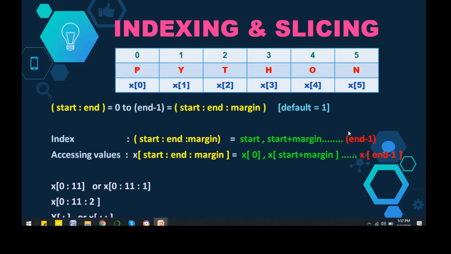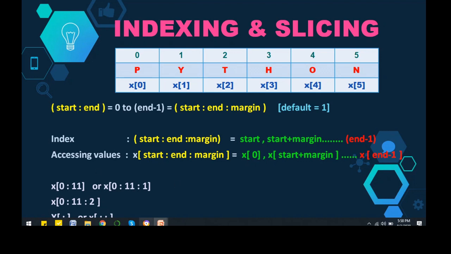So the end will not be included all the time. Why? Because it depends on the margin. According to the margin, if it is included, then only it will be there, otherwise it will not be there. And this will be more clear to you when we do the implementation part. And to access the value, the same thing: we just write the name of the variable, and inside square brackets we provide the location with the start, end and margin.